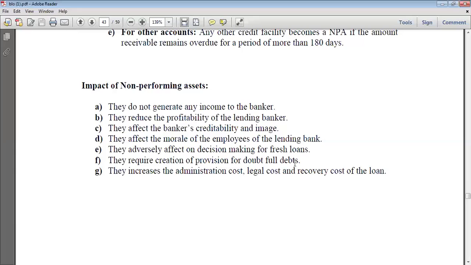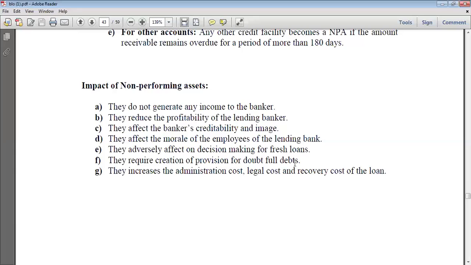Second, they reduce the profitability of the lending banker. Ultimately, the profitability will decrease on the banker's side. Third, they affect the banker's creditability and image. Because NPA increases, profitability decreases, and the credibility and image of the bank also come down. They also affect the morale of the employees of the lending bank. It is also an impact on the employees.